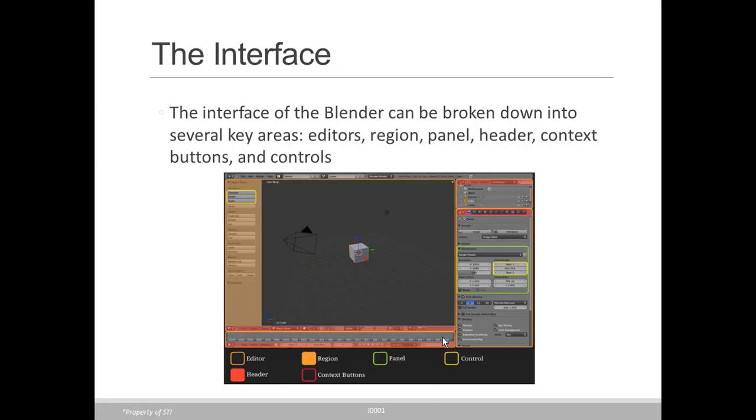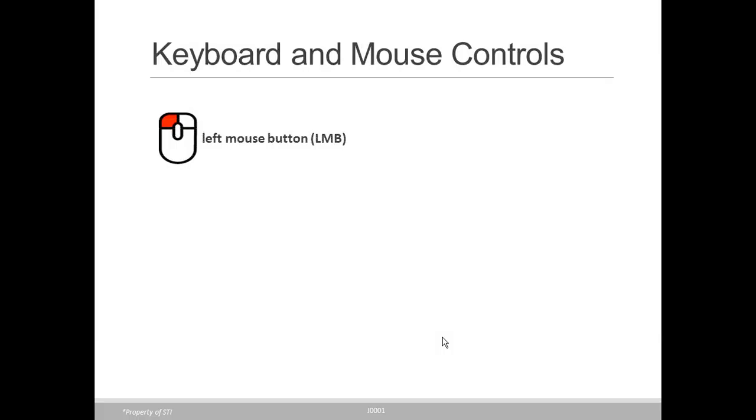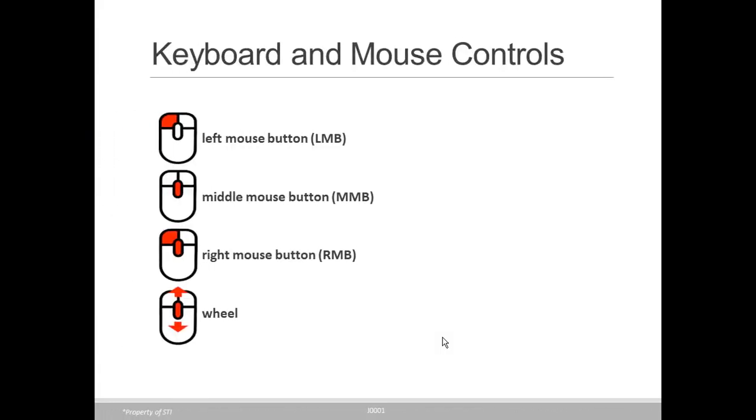So let's define the mouse functions. Over time, the distribution of population changes with the rate of natural increase and net migration. So these are the mouse controls. So left mouse button or LMB. So the following gives an overview of the general mouse and keyboard usage in Blender.